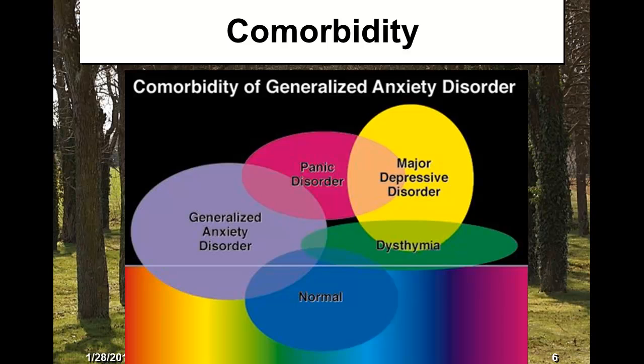A final idea before we get to the specific disorders is an idea called comorbidity. And comorbidity means that it's very possible to have more than one disorder at the same time. And actually, it's quite likely. Numerous people have more than one disorder.